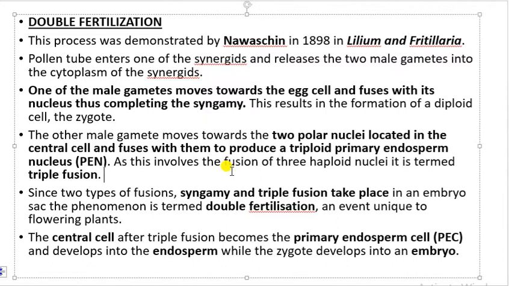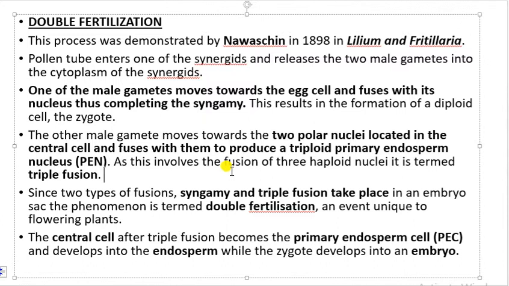Now out of these two male gametes, one male gamete will move towards the egg cell and fuse with the nucleus of the egg cell, and it will complete the process of syngamy, that is fertilization, and this fusion will lead to the formation of a diploid zygote. So one male gamete fuses with the nucleus of the egg cell and leads to the formation of a diploid zygote.